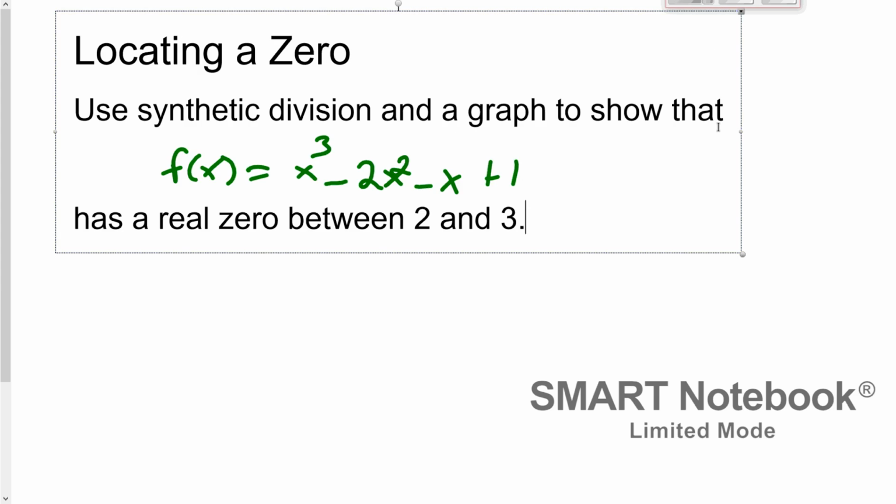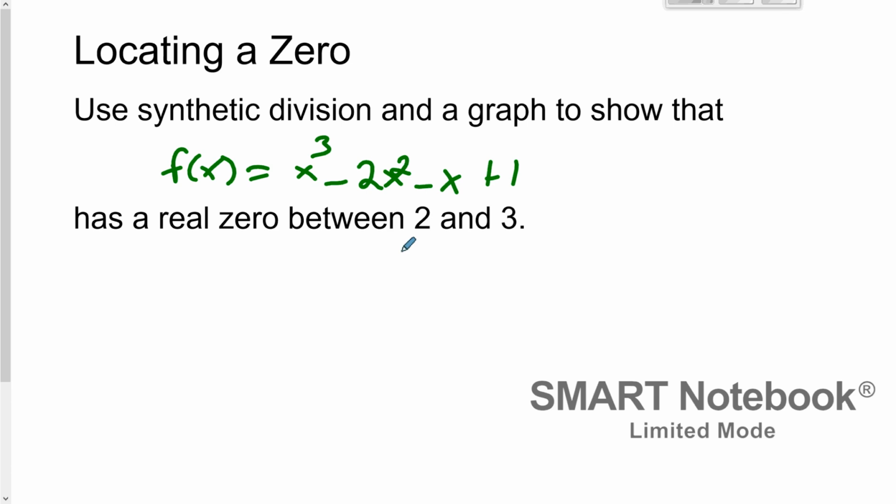Okay, so we want to use synthetic division to take this function and show that there's a real 0 between 2 and 3. In order for there to be a real 0 between 2 and 3, when I plug in using synthetic division, my remainder for one of these has to be positive and one has to be negative. They can't both be positive. That doesn't show that there's a 0 there. There still might be, but that doesn't use the intermediate value theorem.